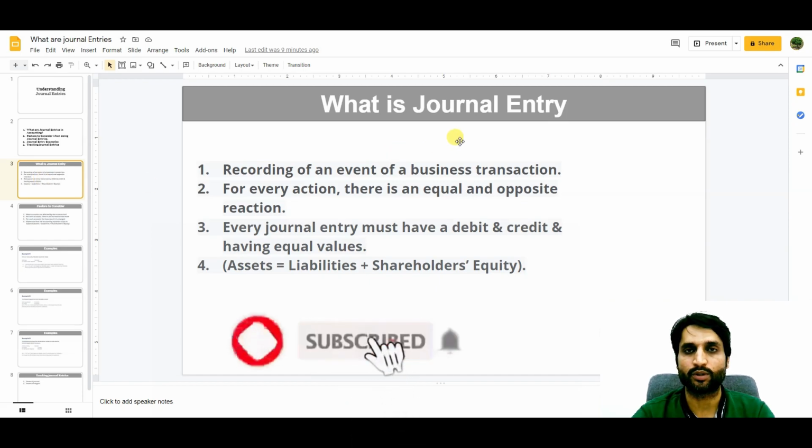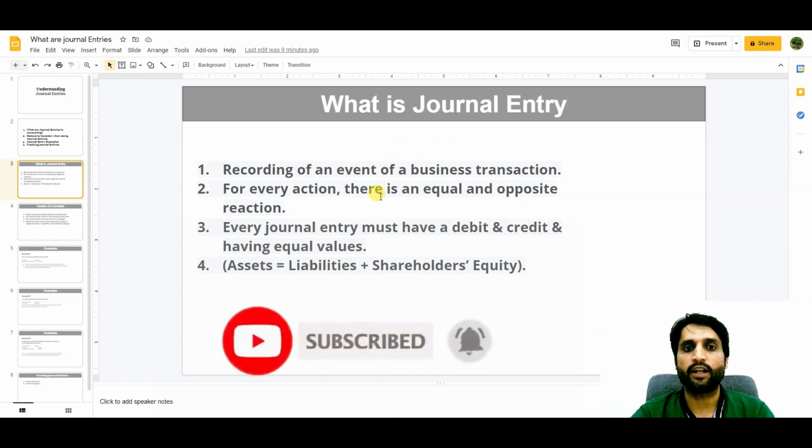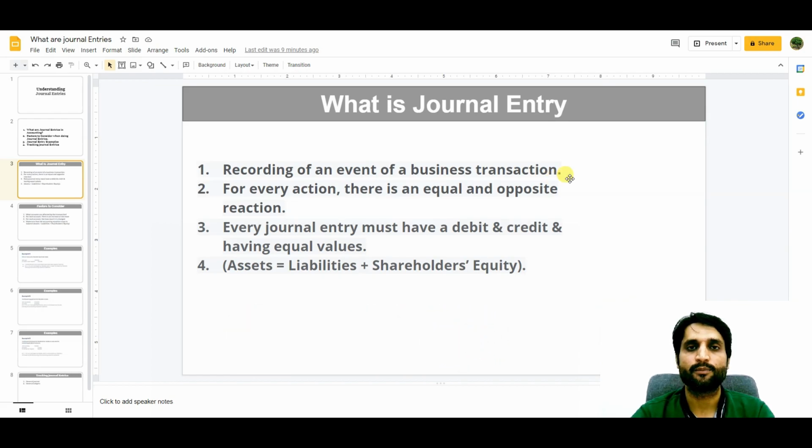What is a journal entry? It is the recording of an event of a business transaction. Suppose there is an event, when we are buying anything or selling anything, this is called an event of the business. We need to record that event in our accounting books. This is called a journal entry. When we are recording that event, we are passing a journal entry.